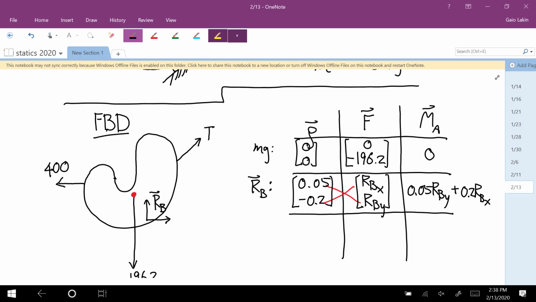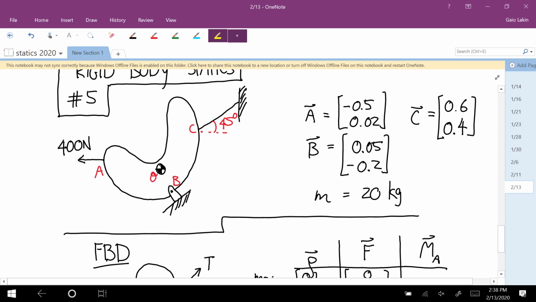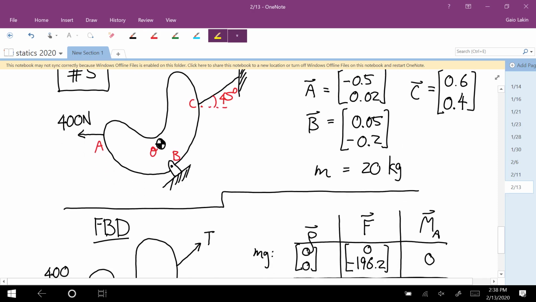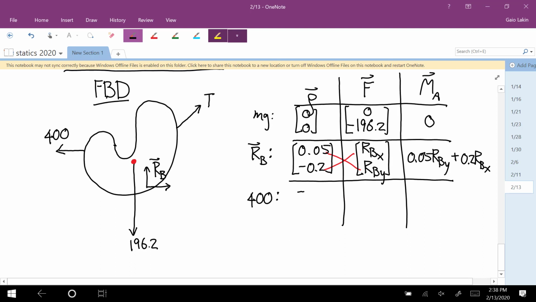And what do I still have? The 400. So the rho vector for that is negative 0.5, positive 0.02. The force vector is negative 400, 0. And so the cross product is 8.